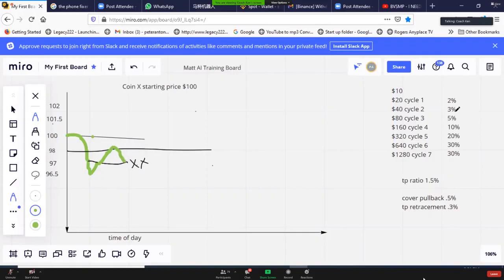The next cycle would be 3% down from the 98 point, okay? So if it goes down 3%, that's roughly about 94.5 or something like that. I don't know exactly. Once it hits the 94.5 range, it's not going to alert the buy yet until it retraces the 0.5%, the cover pullback. And if it doesn't retrace and it still keeps going down, it's going to wait. And then as soon as it retraces 0.5, boom, it's going to purchase cycle number 2.